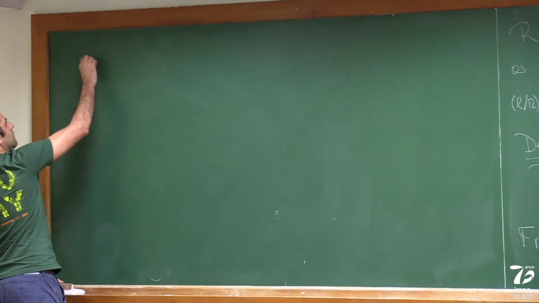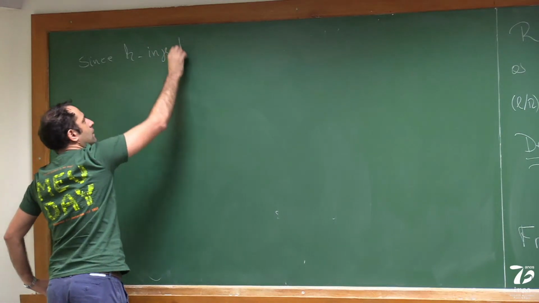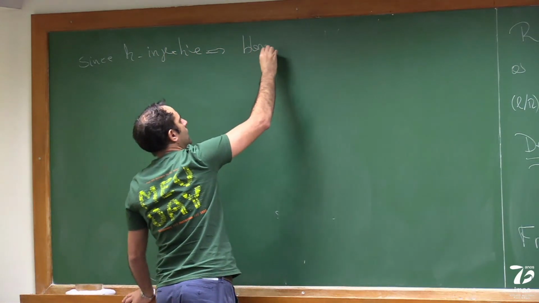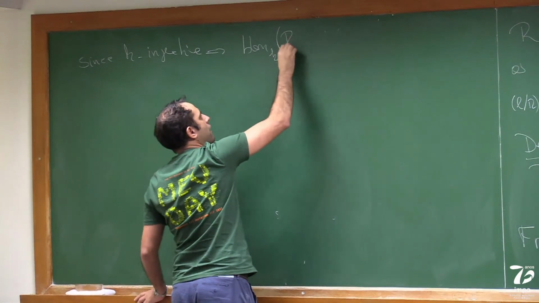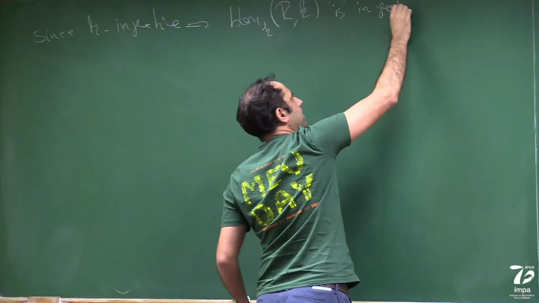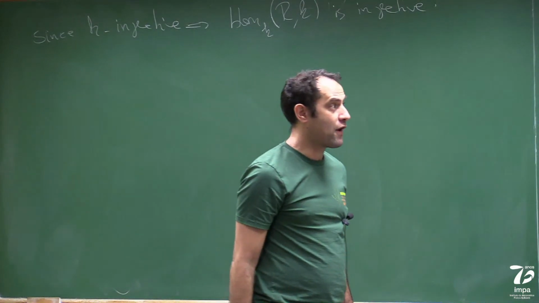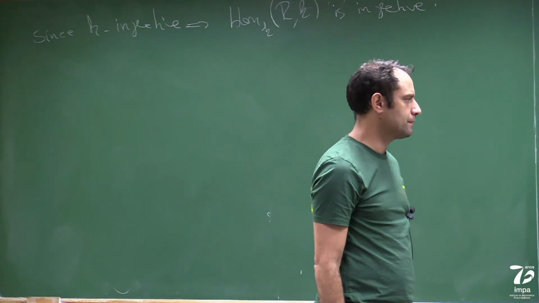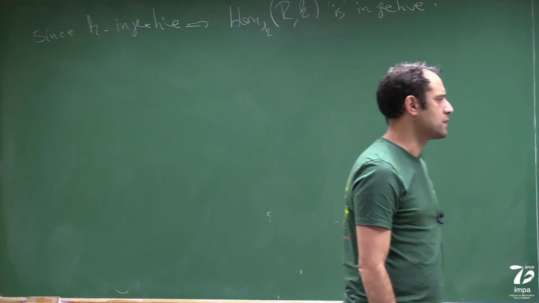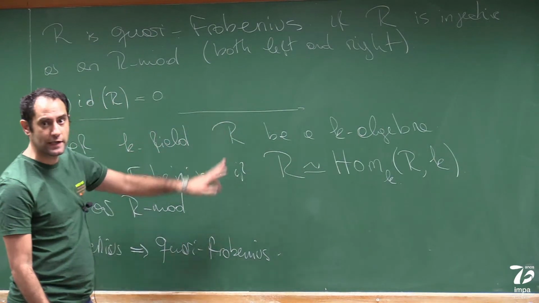Since K is injective, then K, R, K is injective. But then in the category of R modules, okay, so this guy is injective, and if I have this isomorphism, then R is injective as an R module.